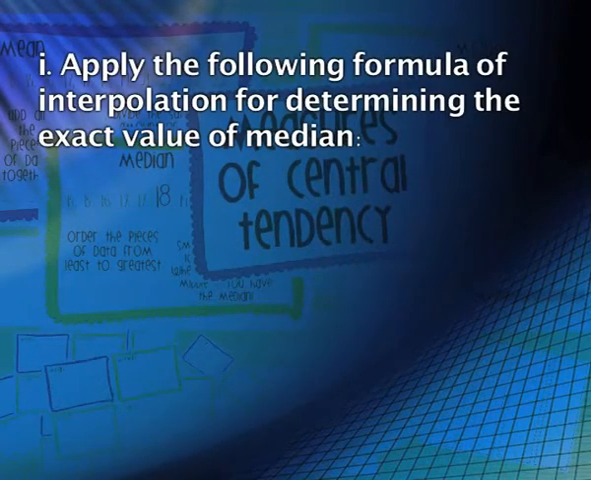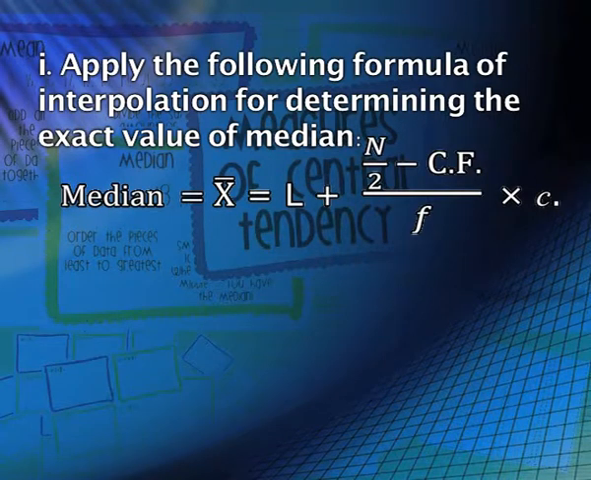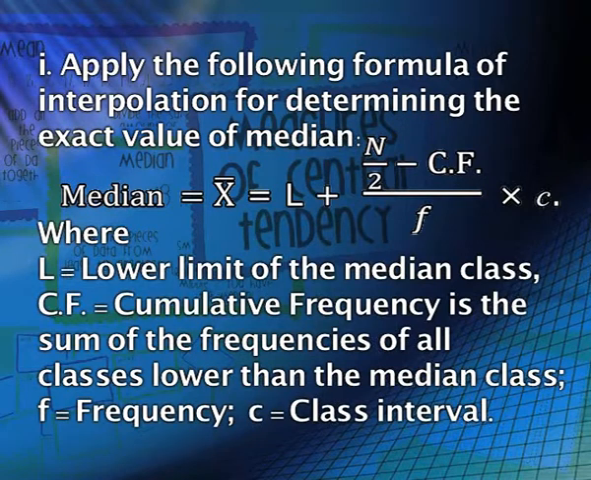Second part, apply the following formula of interpolation for determining the exact value of median. So we'll apply this formula, and the formula is median equals to x bar, which is equal to L plus n by 2 minus CF, the whole thing divided by F times C, where capital L is the lower limit of the median class, CF is the cumulative frequency, the sum of the frequencies of all the classes lower than the median class, small f is the frequency, and small c is the class interval.